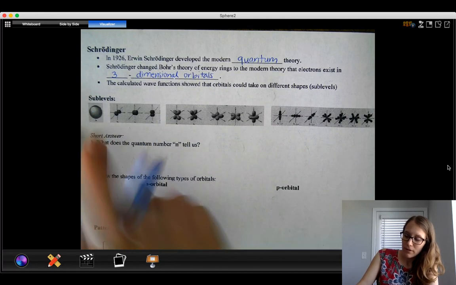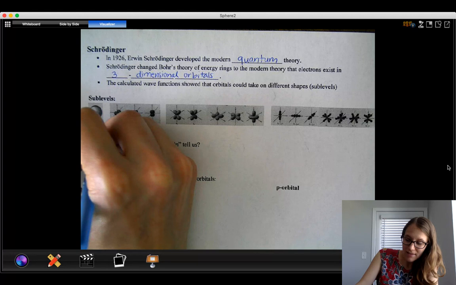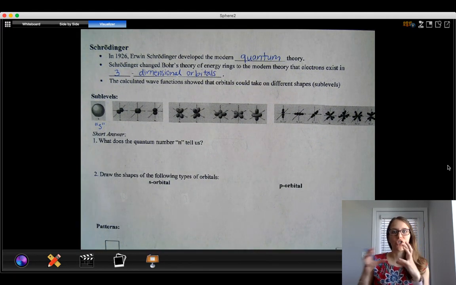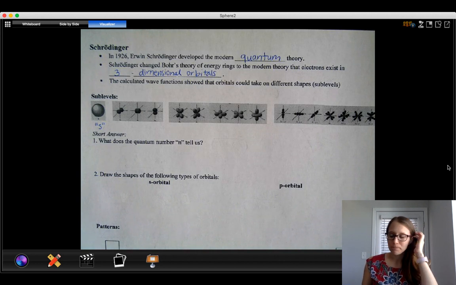The first sublevel is given the abbreviation of s, and there's only one s orbital. It's just a sphere. There's only one way to draw a sphere.